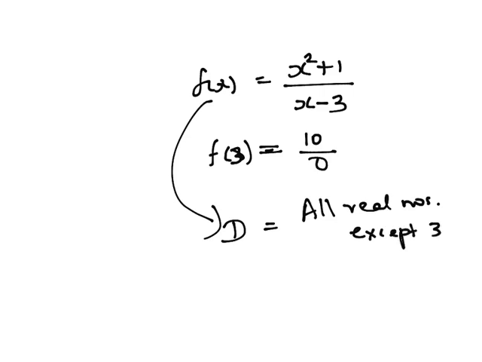You may ask me, sir, is there an easier way to write this? Yes, you can also write like this. The domain is x belongs to R, where x is not equal to 3. Every real number except 3.